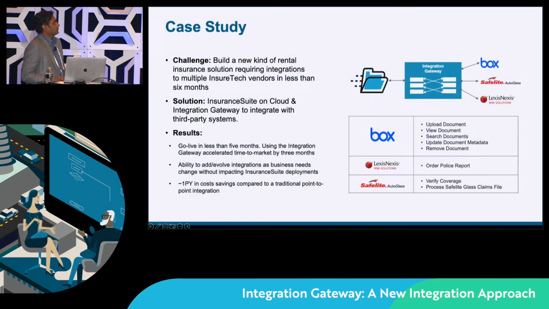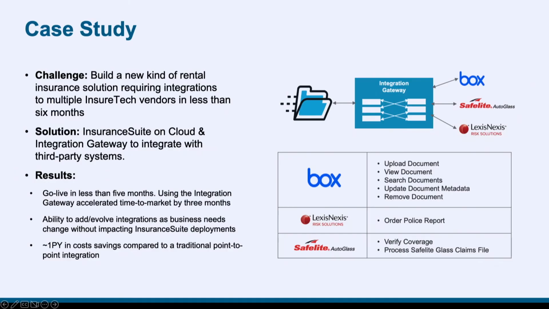So I'll share a couple case studies we worked with, one of them an early customer. This customer was trying to build a new kind of rental insurance where you go on the website, enter some information, get a code, and a policy is issued. They wanted to build something like this very, very quickly because they were competing with other people in this space. They set about 5 to 6 months as the timeline to get this solution up and running. How do you do that in 5 to 6 months, right?